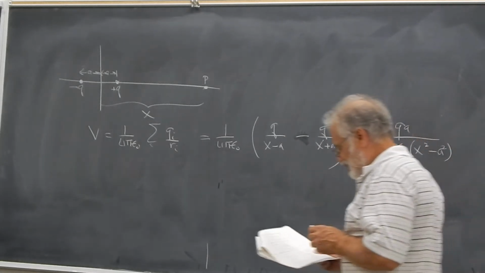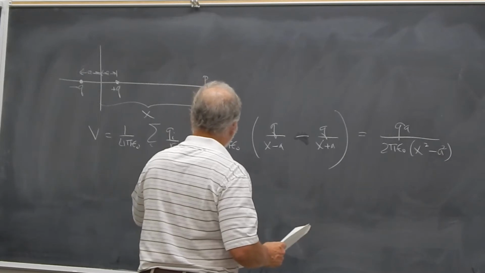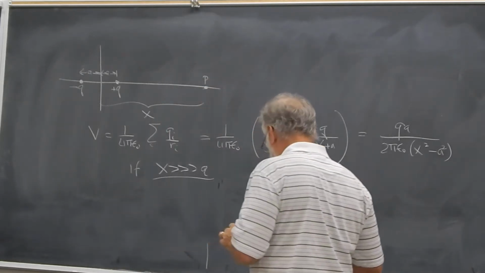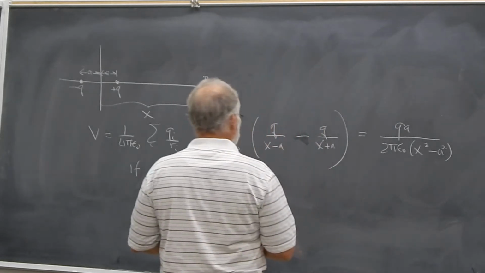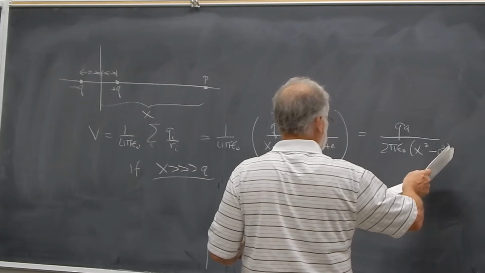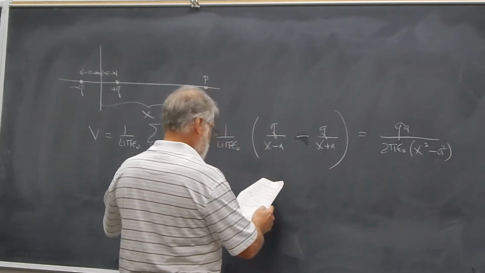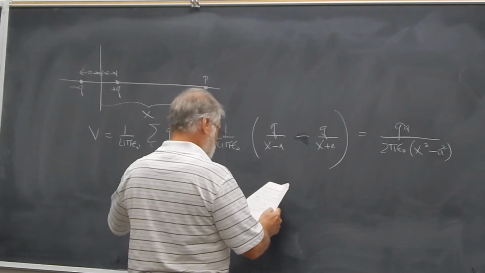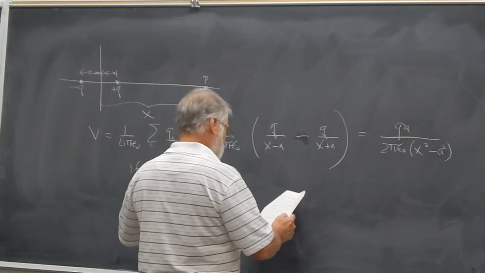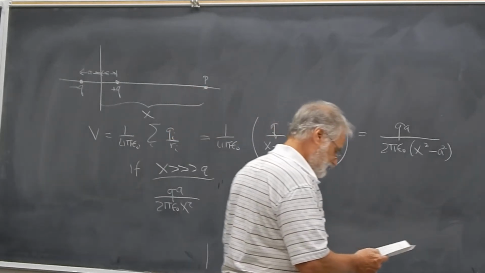Suppose we ask the question, suppose x is much, much greater than a. If that's the case, notice what I can do. I can let a go to 0 in the denominator, and I'll get qa over 2 pi epsilon naught times x squared.